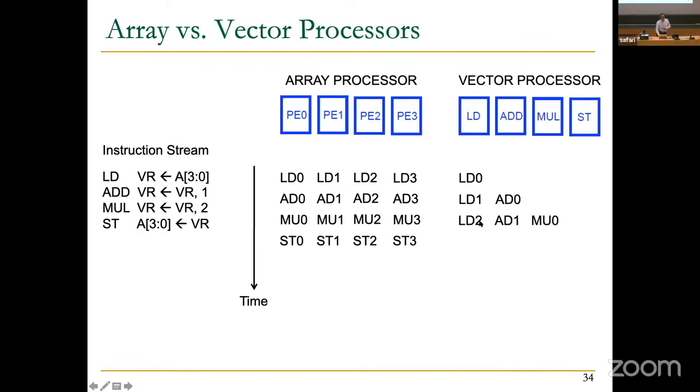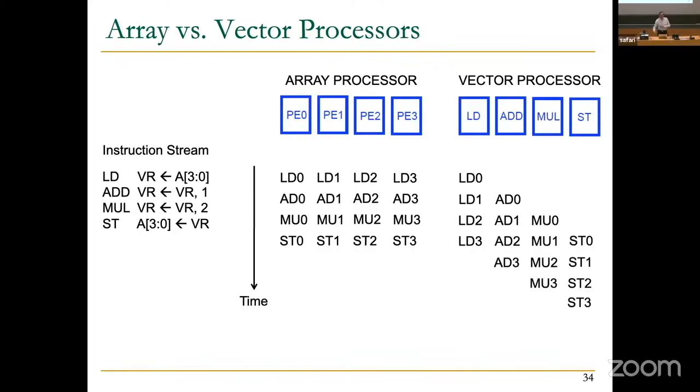And then in the next cycle, you're loading the second element in the load unit, adding 1 to the first element in the add unit, and multiplying the 0th element by 2 in the multiply unit. And then this is the steady state, if you will. You're loading the third element, adding to the second element, multiplying the first element, and storing the 0th element. And then you keep doing this.